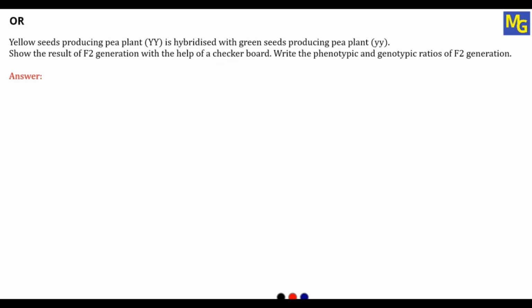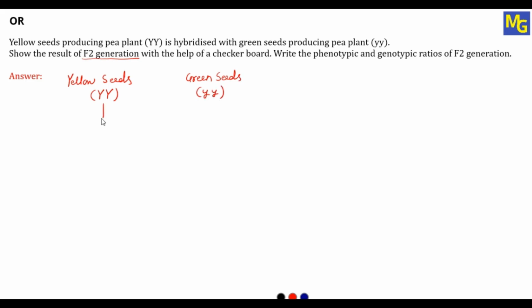So in the question, they have asked F2 generation, but we have to start with F1 generation. So I will start. I'll write here first we have yellow seeds. This plant is having yellow seeds, and how is it denoted? Capital Y and capital Y. So it is dominant. Then we have another plant which is giving green seeds. I'll write it here, green seeds, and green seeds are denoted by small y, so it is recessive.